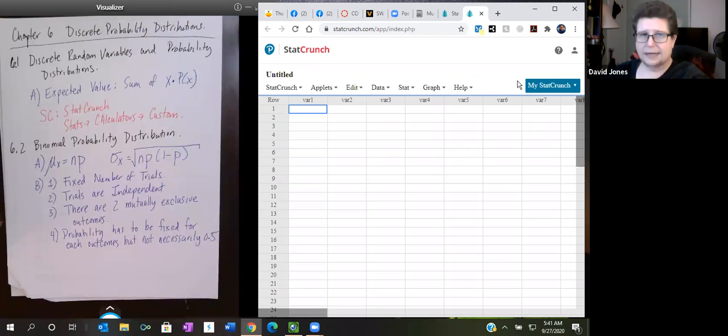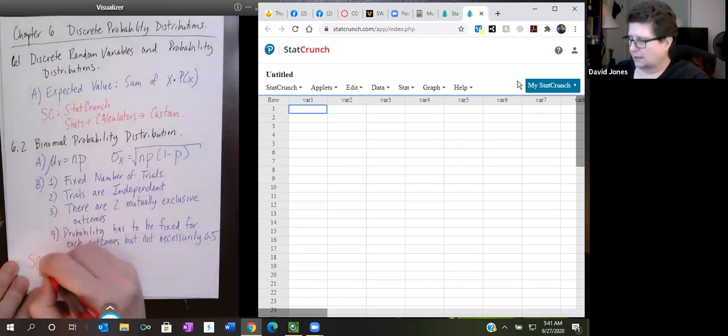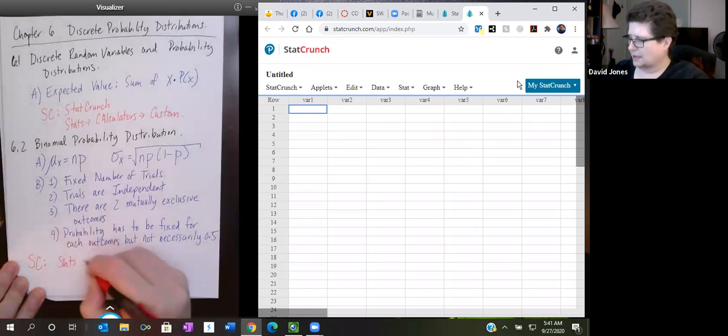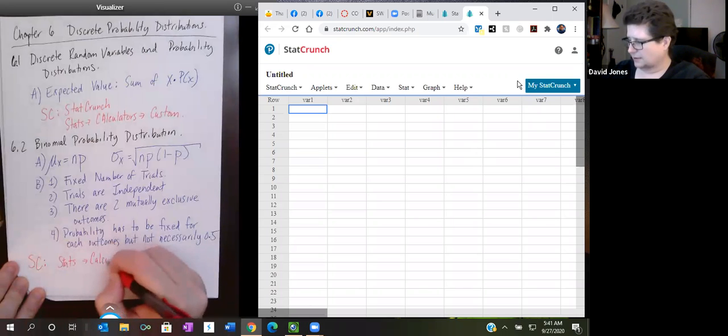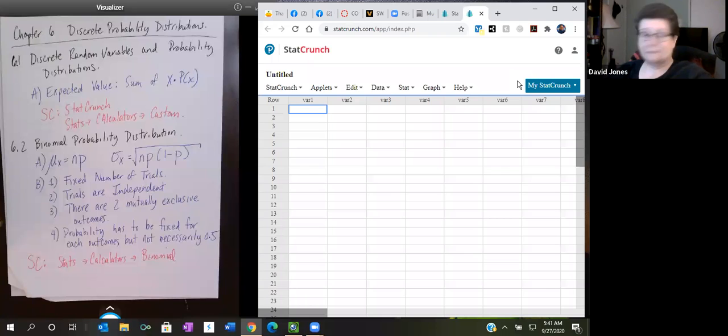And in Statcrunch, what we'll do there is stats, calculators, binomial. Pause this for a second, and there's one more section in chapter 6, and then we'll just dive into the meat of this.